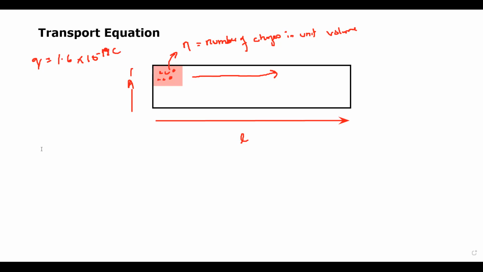Now, what is the total charge which flows from one place to another? The total charge is equal to the number of charges in a unit volume multiplied by the charge of one electron. Because Q, the capital Q, is the total charge, which is how many charges there are in a unit volume multiplied by the charge of one electron. This will give the total charge.